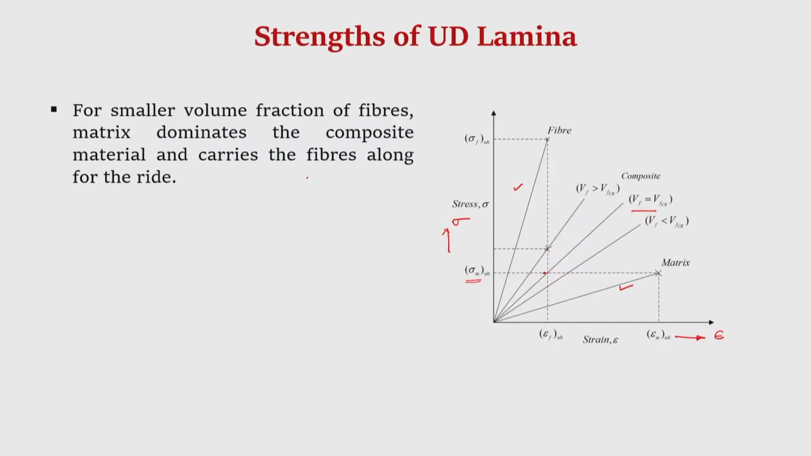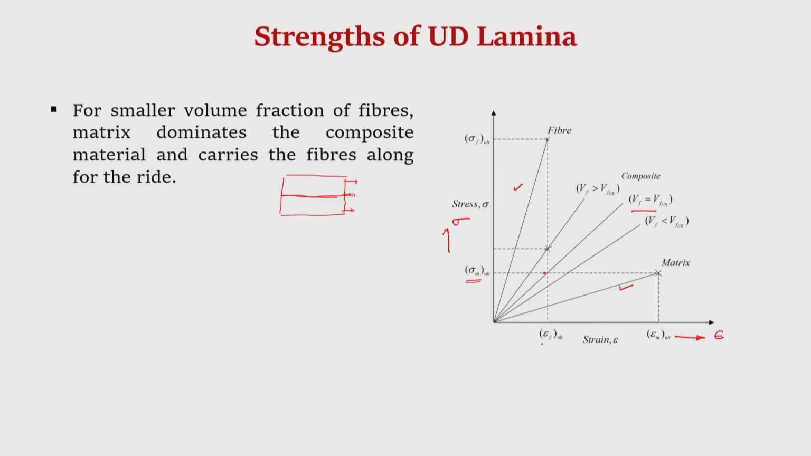Now, suppose the fiber volume fraction is very small. Suppose we have, say this is the matrix, and suppose only one fiber, just as an example. Okay. Now, when it is loaded, because the number of fibers is less, the matrix actually dominates. So, when it is stretched, the matrix will be stretched and the fibers will be carried away along with the matrix. Therefore, the fiber will fail first.